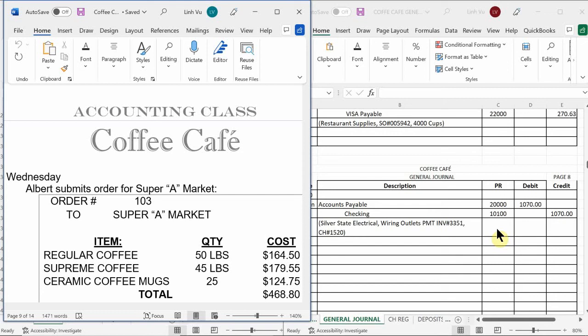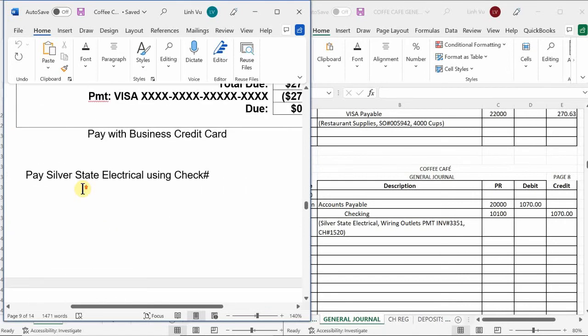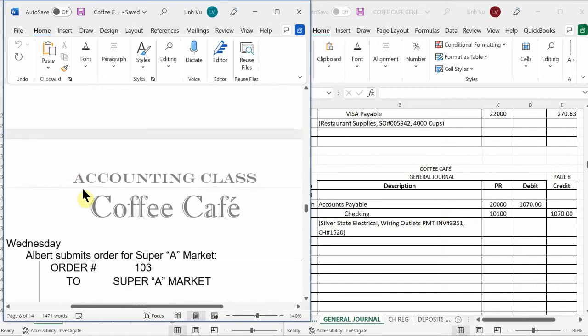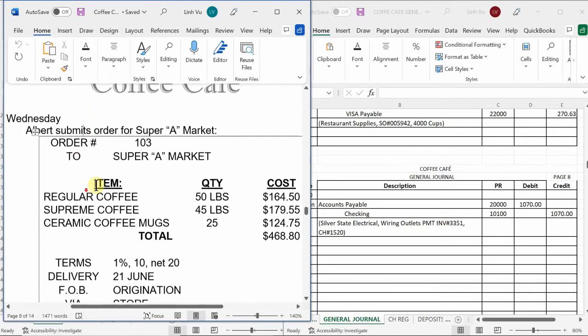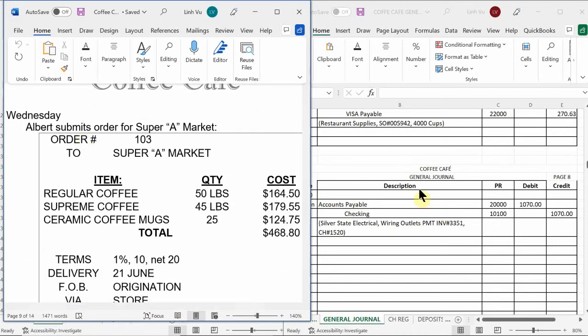Here we are. So now we just finished up paying Silver State Electrical previously up here. So let's go ahead and see what happened next, right? We wrote our check, did our ledger, did our subsidiary ledger. Did we do our subsidiary ledger for Silver State? Yes, we did. All right, so let's go ahead and see.